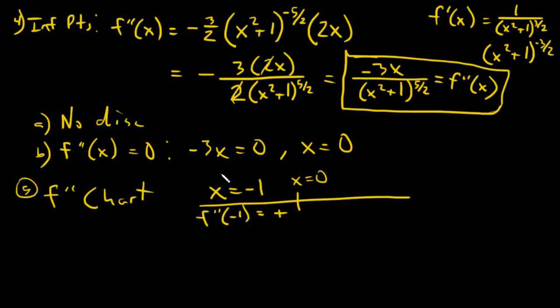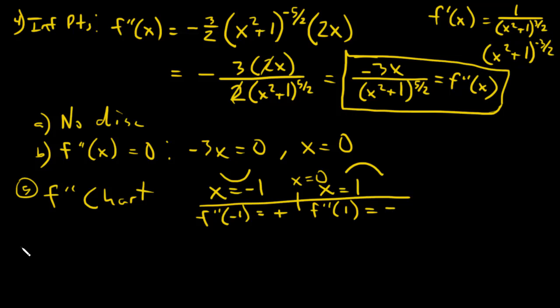which means it is concave up. And then a test value over here, maybe x equals positive 1, f double prime of positive 1. Well, the top will be negative then, over positive, negative, so I get concave down. Okay, so that's not too bad.